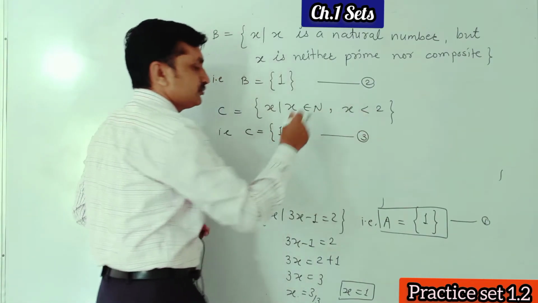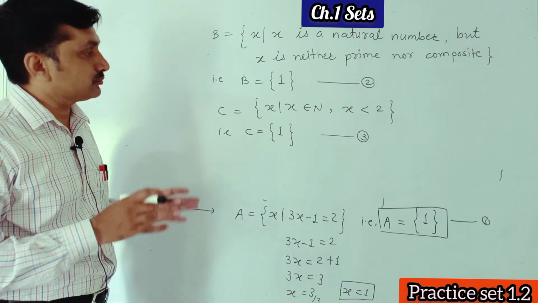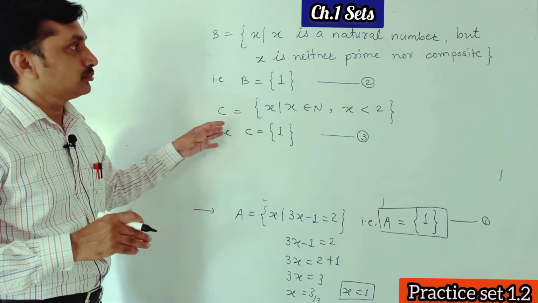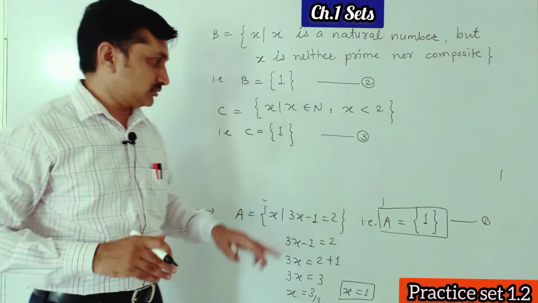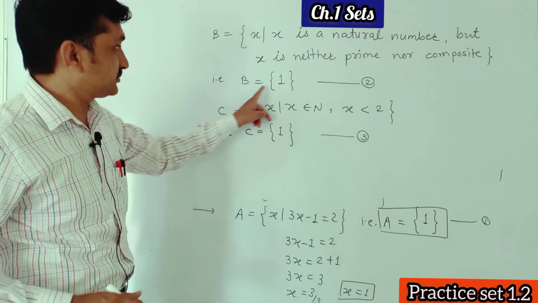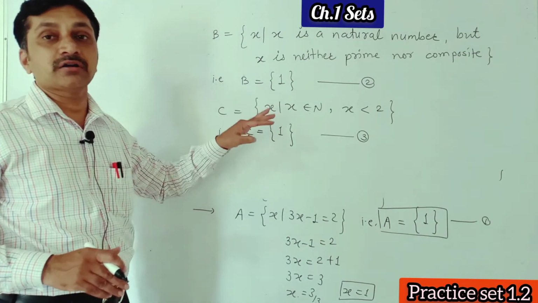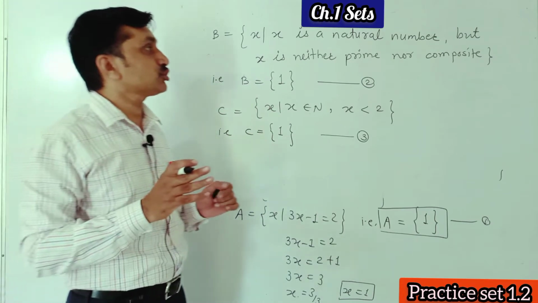Now you observe, we converted all three into listing method. Now we can tell whether they are equal or not. See the answer: A is equal to {1}, B is equal to {1}, a singleton, C is also {1}, which means these are equal. And what is the definition of equal sets?